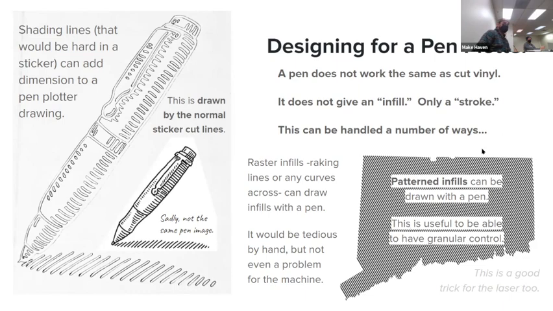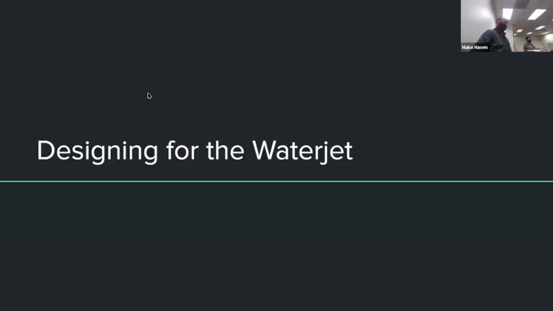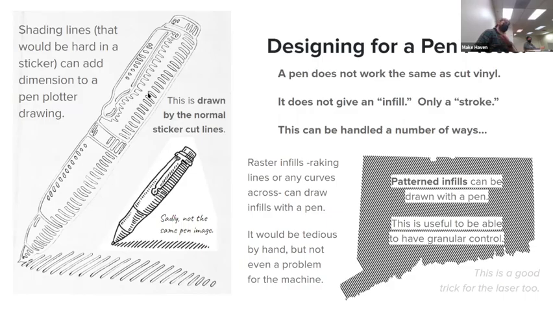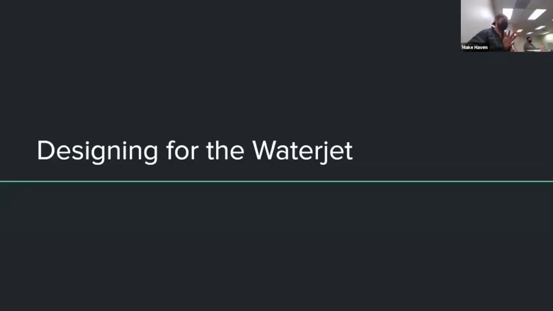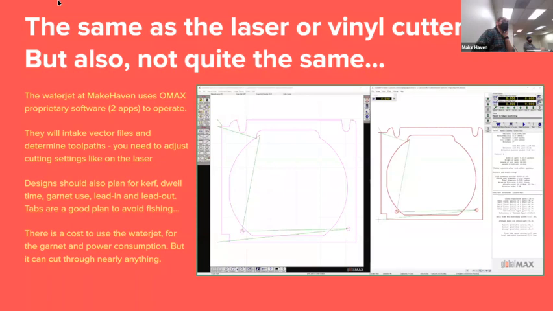Also, this works for the laser, this pattern infill thing, if you're savvy at it. So how does this work? If we're taking this idea of vectors, we're going to pull it into the water jet also, because it's a short push to get from the vinyl cutter to the laser to the water jet. The water jet's a good addition. So this is essentially the same. It's still got vectors as tool paths. It's not got anything different.